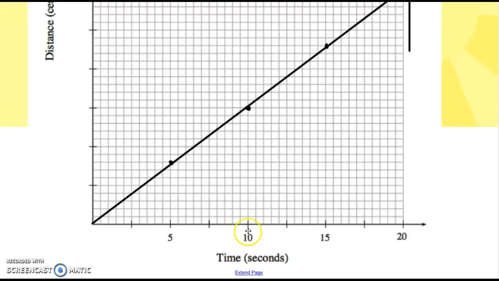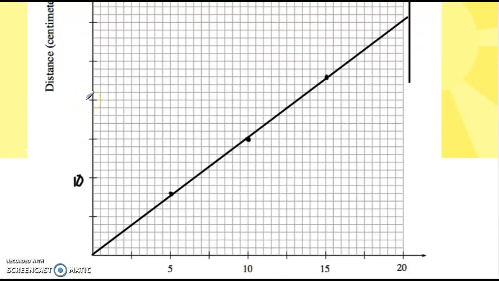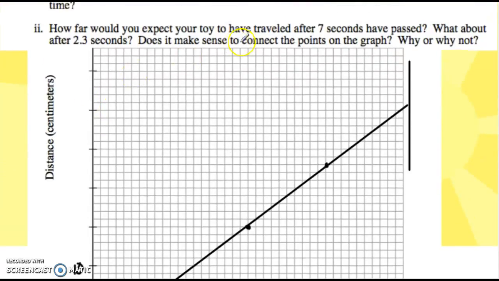So this would be 7.5 here, because that's halfway between 5 and 10, so it'd be a little less, maybe like here. So if I go up to 7 seconds and go over, that would be like 11, because this is 10 we talked about earlier. So after 7 seconds on my graph, I would expect my car to go about 11 centimeters. Yours should be something similar to 11.